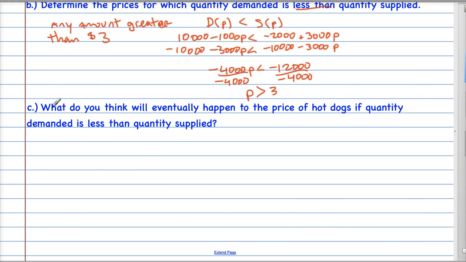Which leads us to the next question. What do you think will eventually happen to the price of hot dogs if quantity demanded is less than quantity supplied? So if we have a bunch of hot dogs and it's the 7th inning and there's still about 4,000 hot dogs, what we want to do is drop the price. So the price will drop and they'll start charging $1 instead of $3. Then people will go to the concession stands and buy the hot dogs. So that would be the answer to part C.